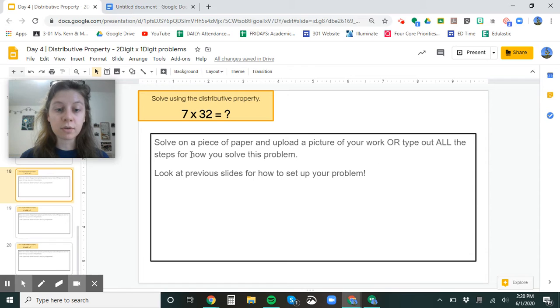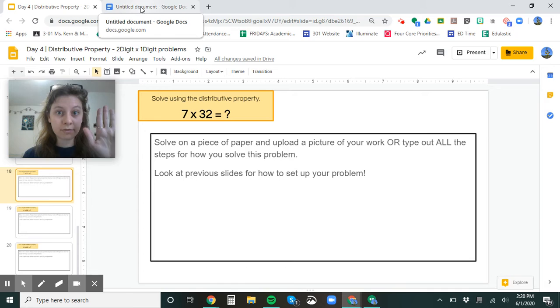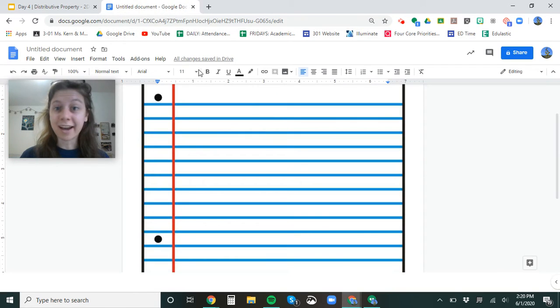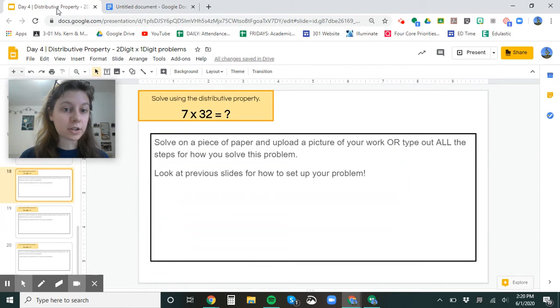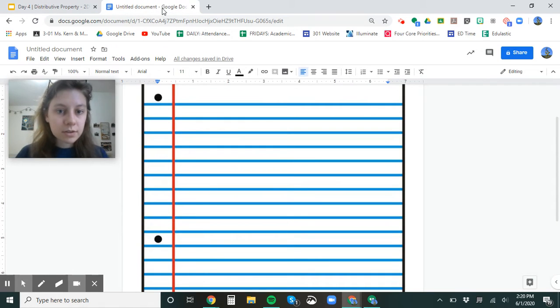So I'm going to show you the first way to solve on a piece of paper and upload a picture of your work. Normally I would do this on a piece of paper in real life, but since I'm showing this to you on a computer, I have a digital piece of paper. The first thing I'm going to want to do is copy down the multiplication problem that I have, 7 times 32. So here we go.